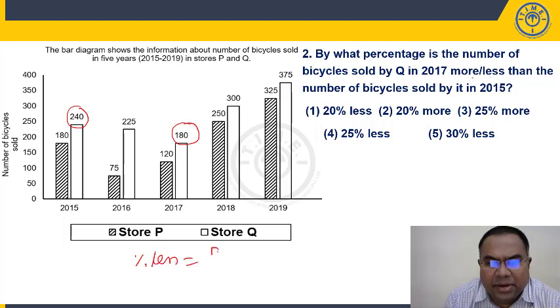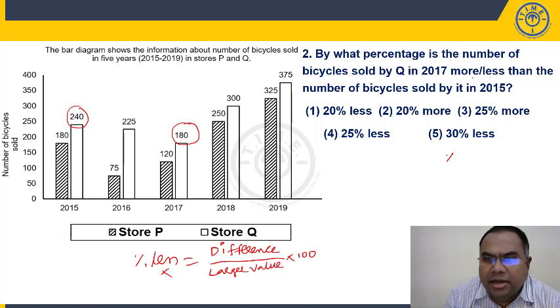What is the formula for percentage less, students? Difference. I told you difference into 100 is common, right? Difference by the opposite of less, which is the larger value, into 100. So what will happen here? Percentage less is difference, 180 and 240, difference 60. Opposite of less is larger value. Larger value is 240 into 100. 60 upon 240 is 1 upon 4. 1 upon 4 is 25% less. 25% less is present in choice 4.